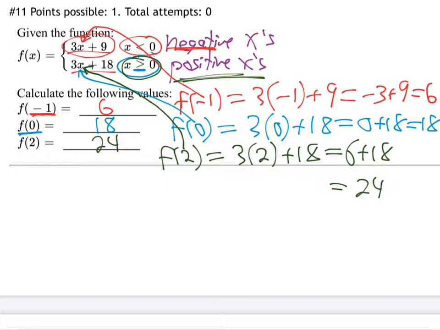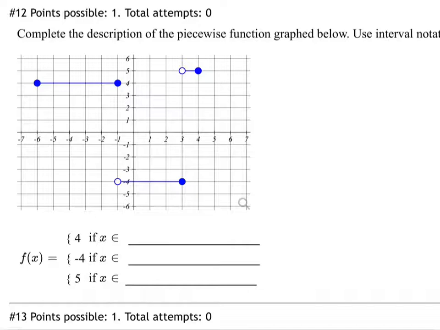Is that concept making sense? So that's the concept. You plug in to the appropriate piece. So now they're going to have us look at a graph of a piecewise function. So this is a graph that's in three pieces, isn't it? It's a piecewise graph. So how does it work?